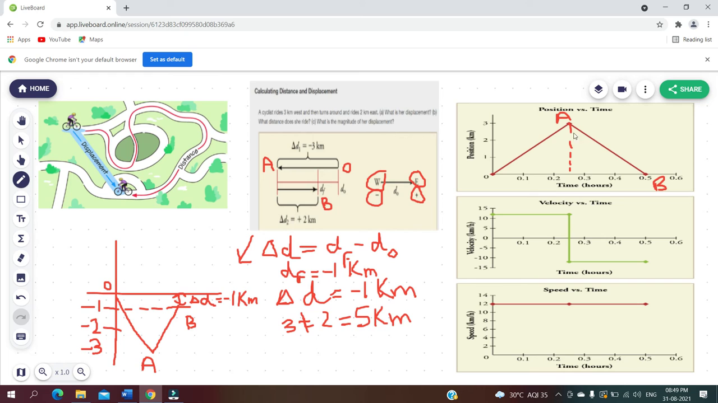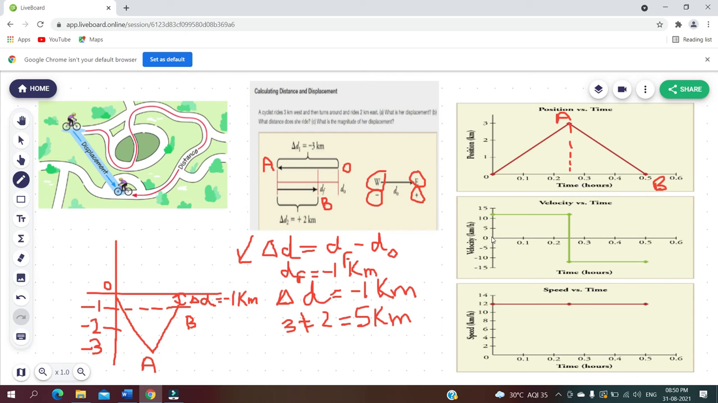From O to A, 3 kilometers. From A to B, it is minus 3 kilometers. So net displacement from O to B will be equal to 3 minus 3, 0 kilometers. Because suppose you move from your home to school and then come back from school to home, then your net displacement will be equal to 0. So in this case, net displacement is 0.